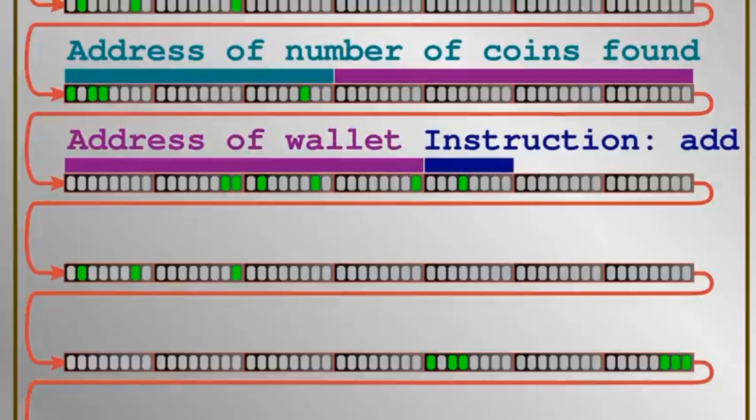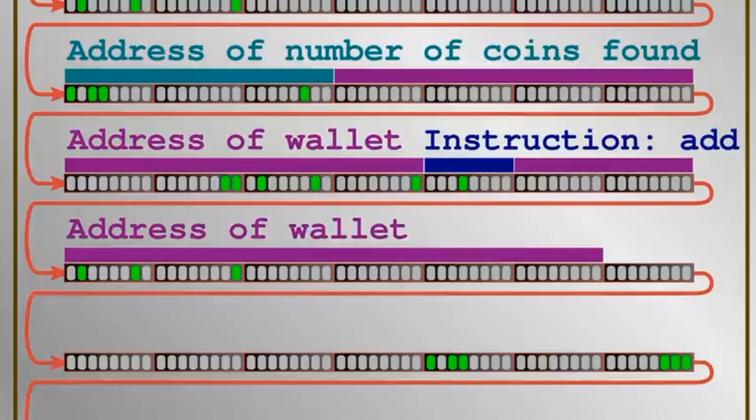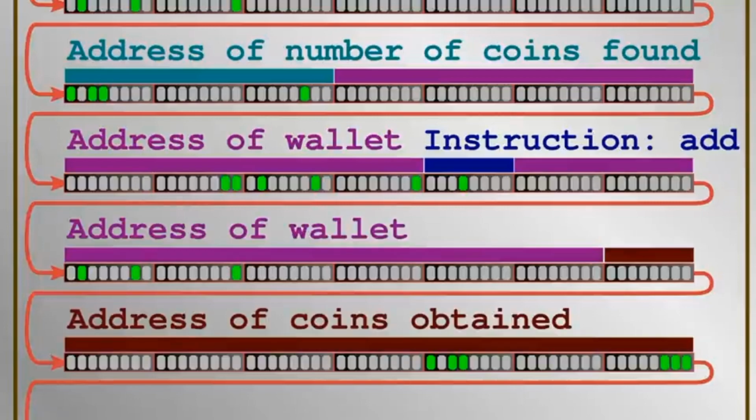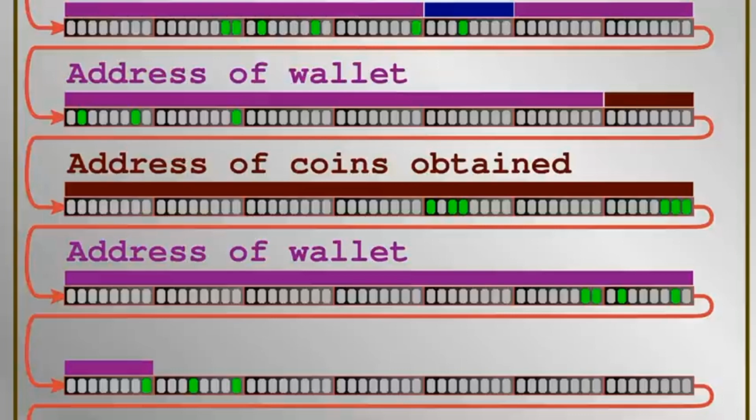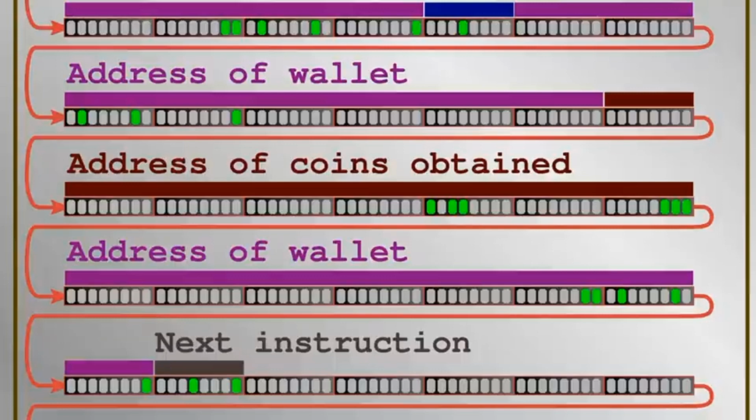It is another add instruction. The addresses of the wallet and an amount of coins the player has made from selling items are the inputs. The wallet address is the output again. The next instruction is 25 bytes further along at byte 49. The program keeps going on with millions of other instructions required to make the game function.